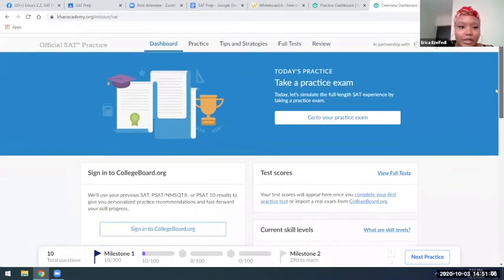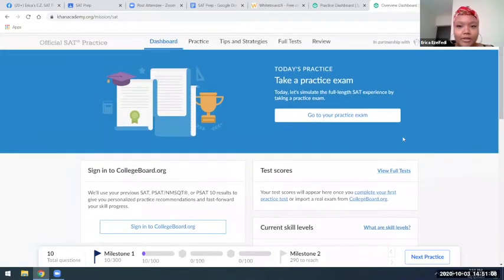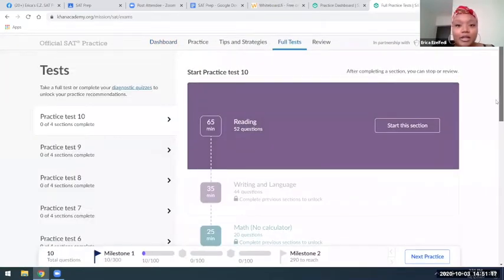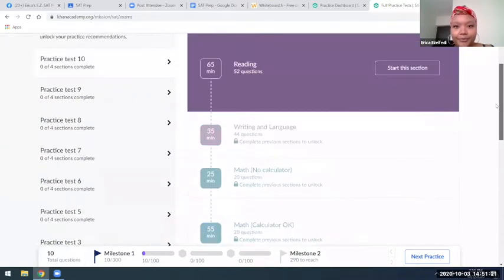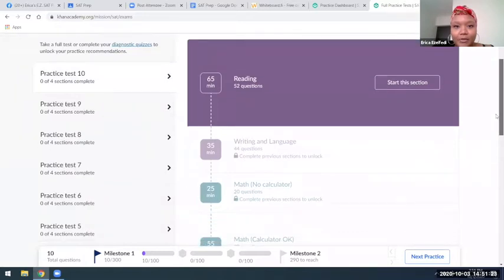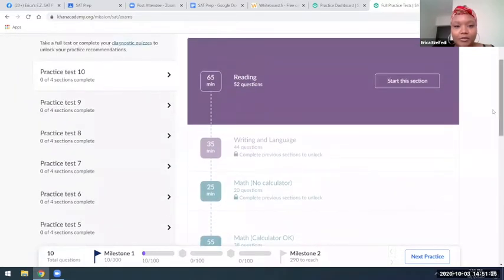So here, I'm going to say that it would be great to start with a practice exam. It's the very first option. Now, this breaks it down into the sections, right? So we have the reading section, which has 52 questions, and they have a great time.